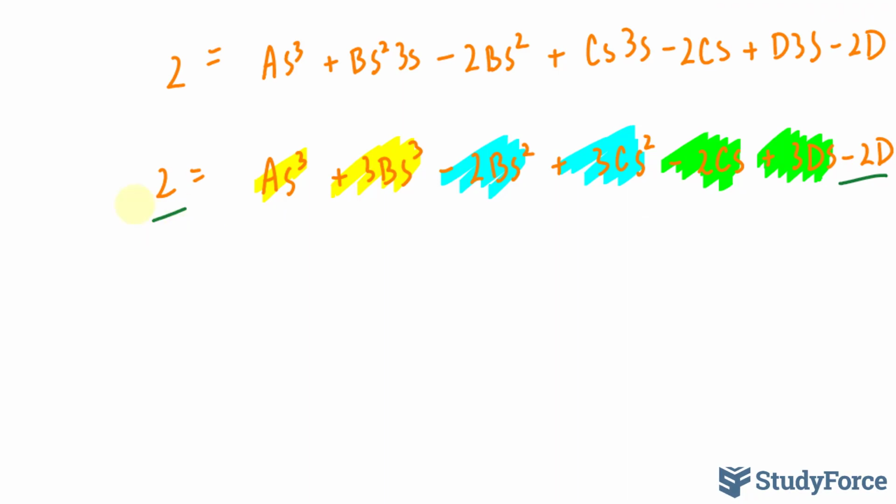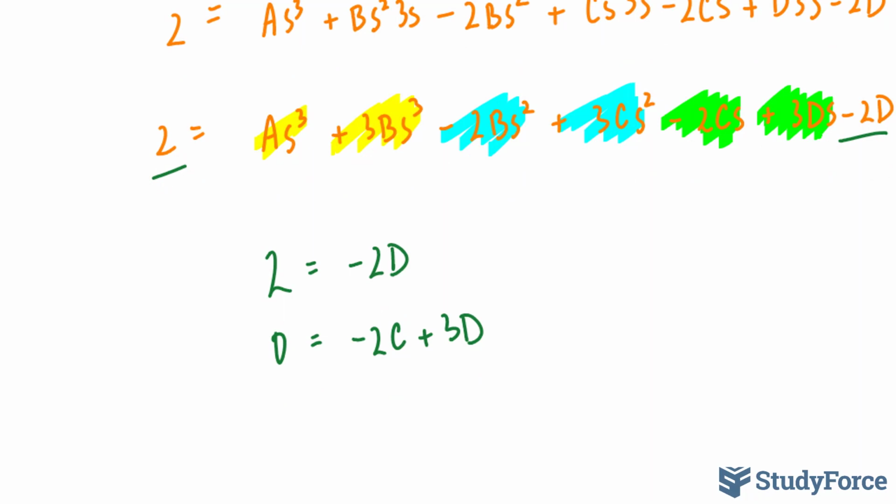So starting with what I underlined in green, I have 2 is equal to negative 2d. I can easily find my d just by dividing both sides by negative 2. My next equation will be those highlighted in green. We have 0 on the left side, negative 2c plus 3d. My next equation will be those in blue. We have 0 on the left side, negative 2b, and here we have plus 3c. And finally, we have 0 is equal to a plus 3b.